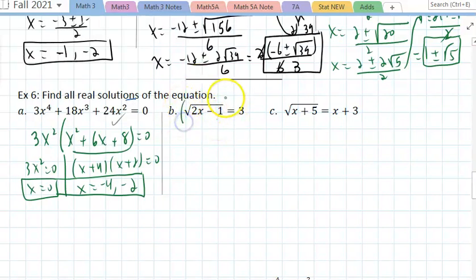So how do you get rid of a square root? You square both sides. 2x minus 1 equals 9, and you solve.